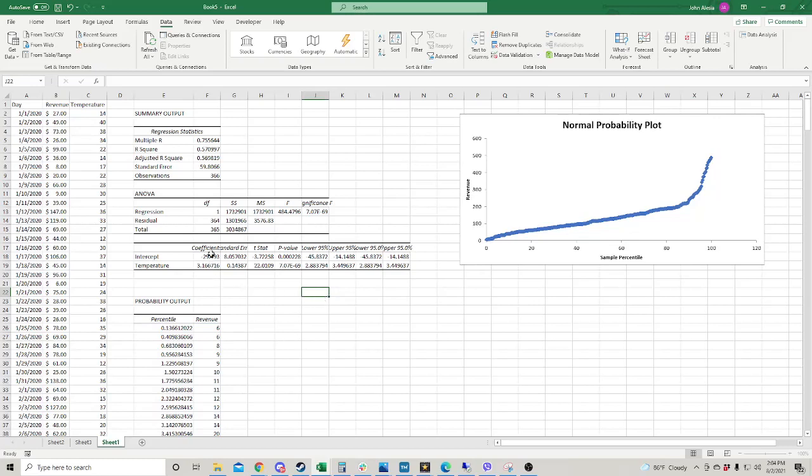Now, the key things here, the coefficients. What this is saying is approximately for every degree in temperature, we're increasing our revenues by $3.17.